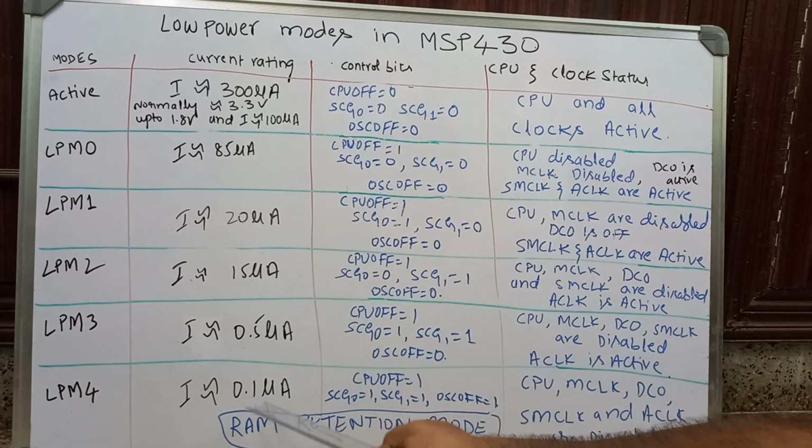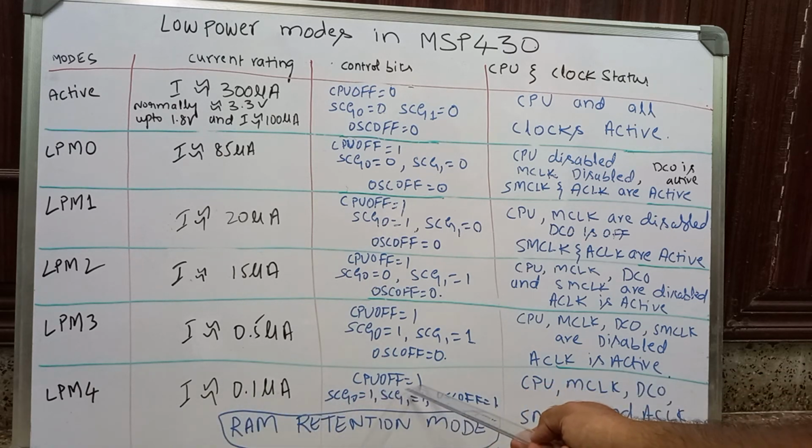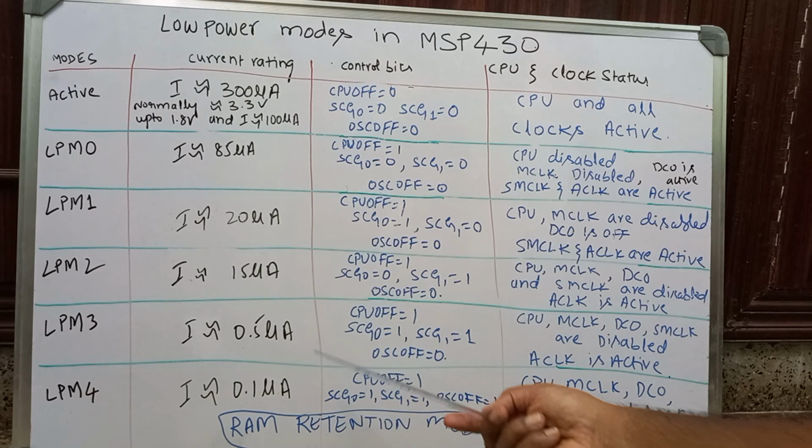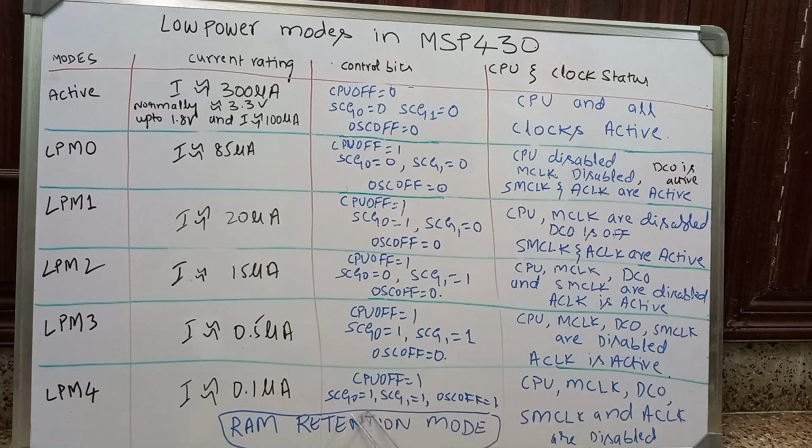When it goes down to 0.1 microamps, it goes to low power mode 4. Here CPU off is 1, so the CPU and master clock are disabled. SCG0 is 1, so the DCO is switched off. SCG1 is 1, so the submaster clock is switched off. Here oscillator off is also 1, so even the auxiliary clock will be switched off. So it is said to be in RAM retention mode.